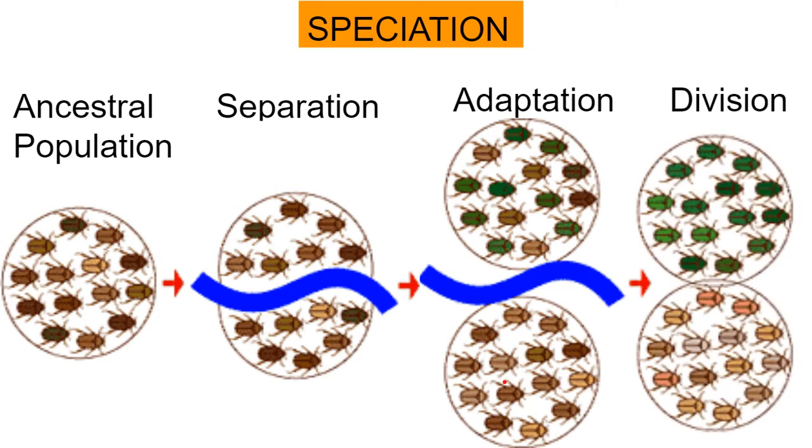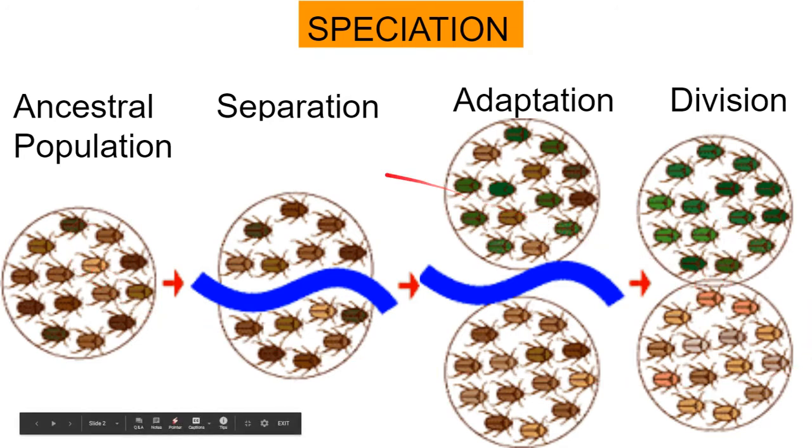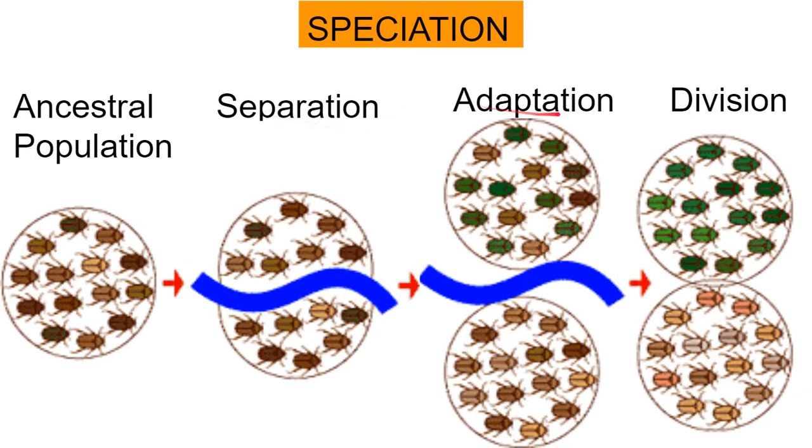We say we have division and official speciation when, if these two populations were brought back into the same environment, they would not be able to reproduce and make viable offspring with each other. So we went from one species ultimately to two species. And we follow this separation, adaptation, division, and it's within adaptation that we talk about natural selection.